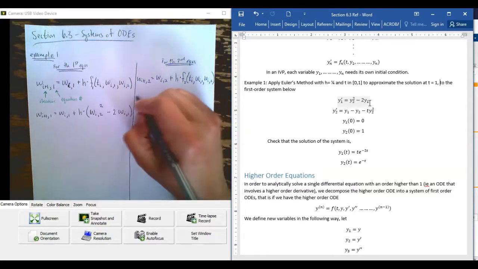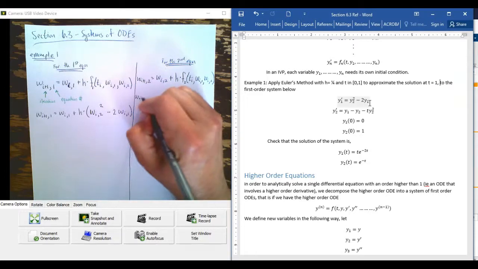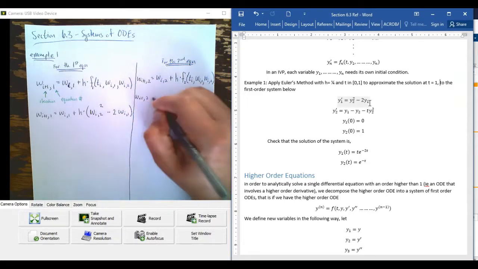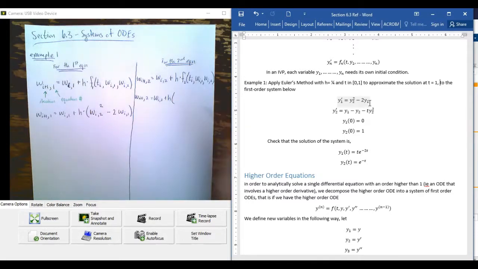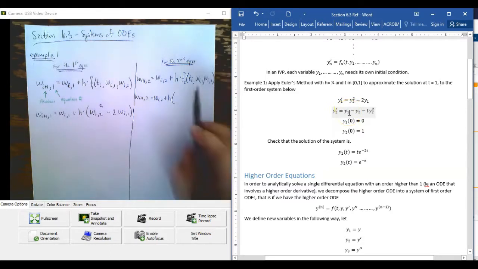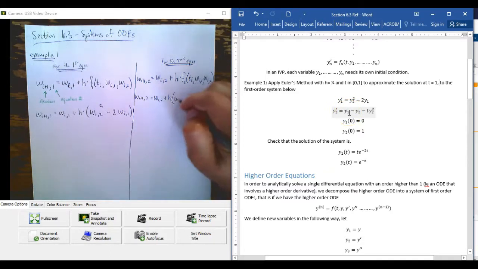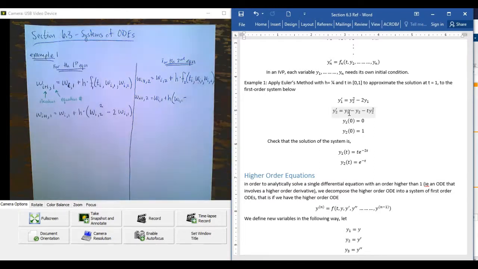So for this particular one, w_{i+1,2} is w_{i,2} plus h times, now let's look at the right-hand side of this guy. So that was the previous approximation for the first, so this thing here, w_{i,1} minus w_{i,2} minus t_i times (w_{i,2}) all squared.